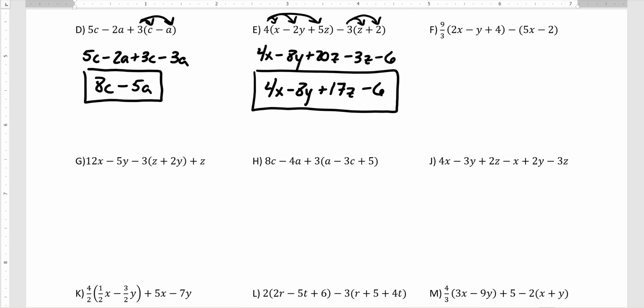Looking at letter F, 9/3 times the quantity 2x minus y plus 4 minus the quantity 5x minus 2. Well, what's 9 divided by 3? 9 divided by 3 is 3. So let's rewrite that right here before this gets too complicated.